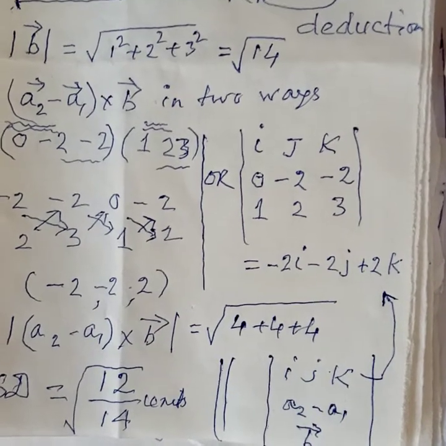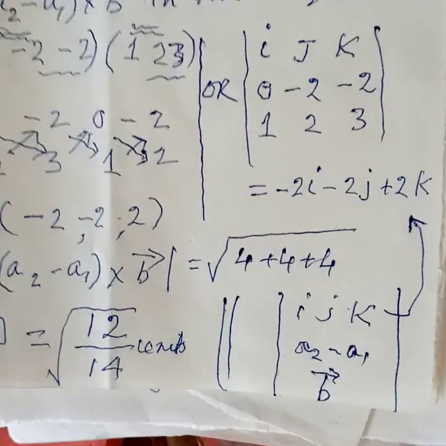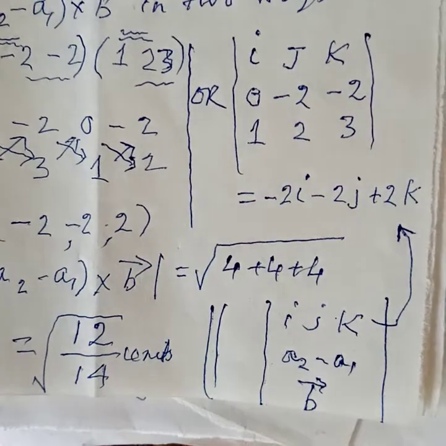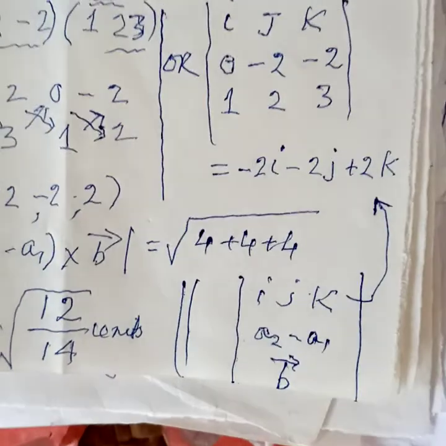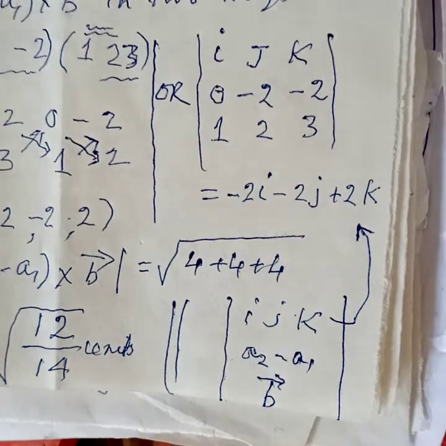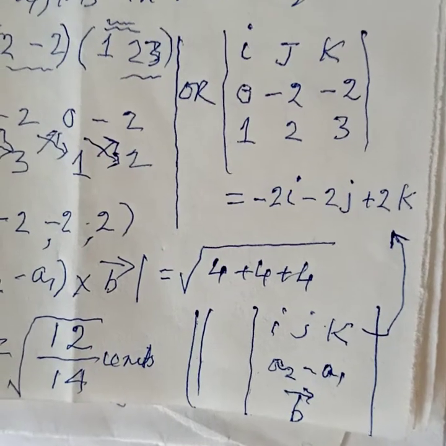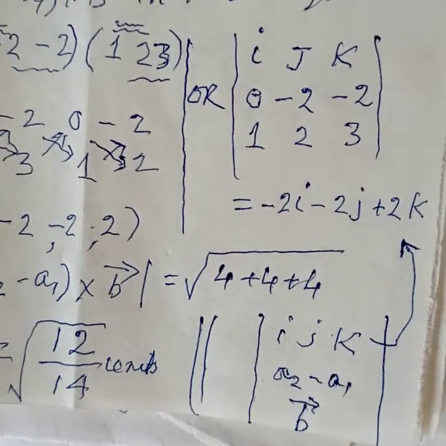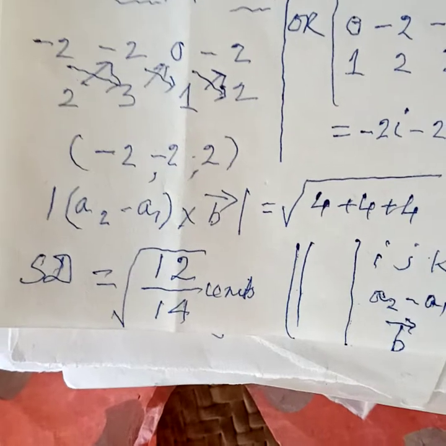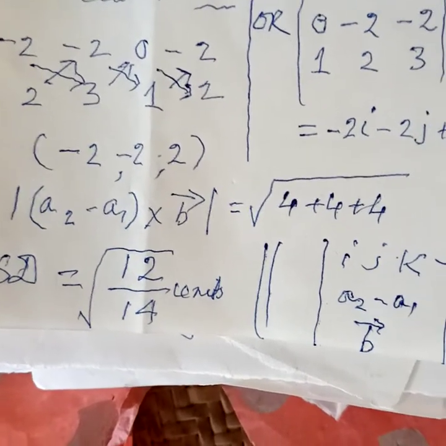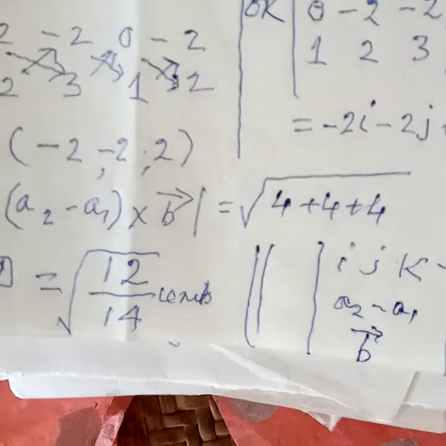In the determinant, the first row is I, J, K, the second row is A2 minus A1, which is 0, minus 2, minus 2, and the third row is vector B, which is 1, 2, 3. Now the magnitude of A2 minus A1 cross B is the root of 2 squared plus 2 squared plus 2 squared, which is 4 plus 4 plus 4.